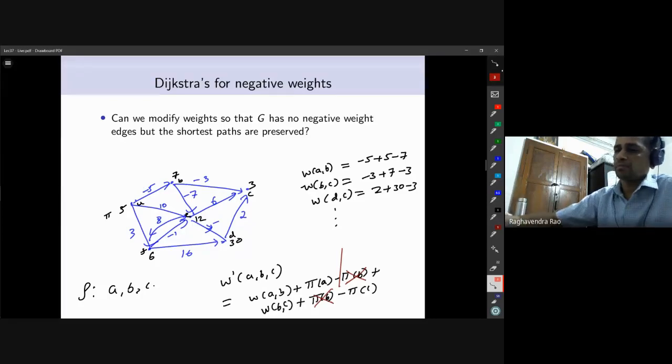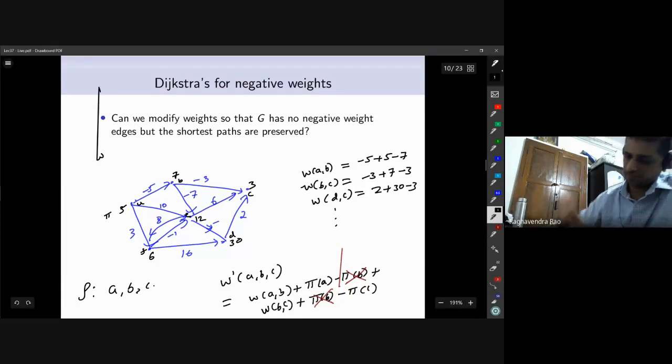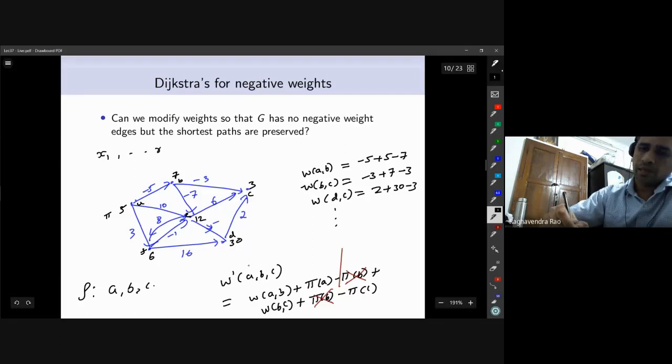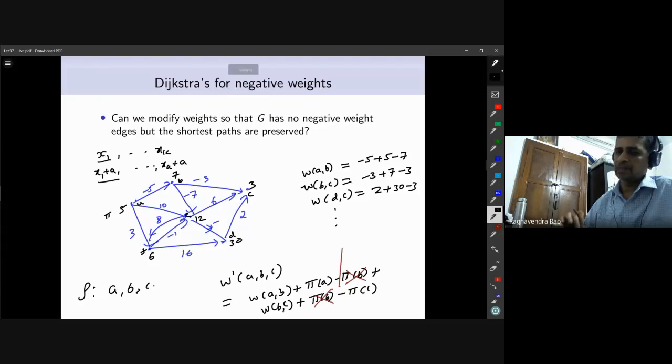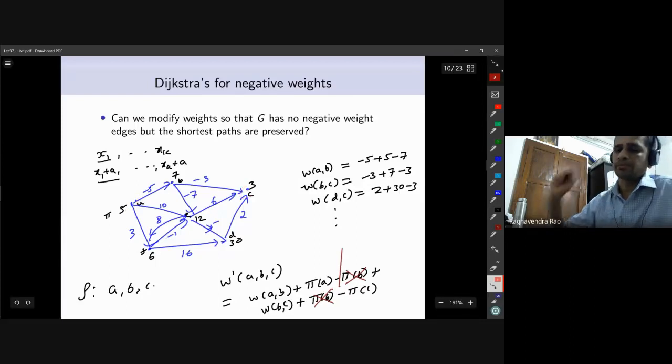If you have some k numbers, say x1 through xk, and I add uniformly some number a, giving x1 plus a through xk plus a, then if x1 was the minimum, so will be x1 plus a. The numbers are just shifted. And that is achieved by this telescoping. If you walk along a path, all intermediary values cancel; what matters are the starting point and the ending point.